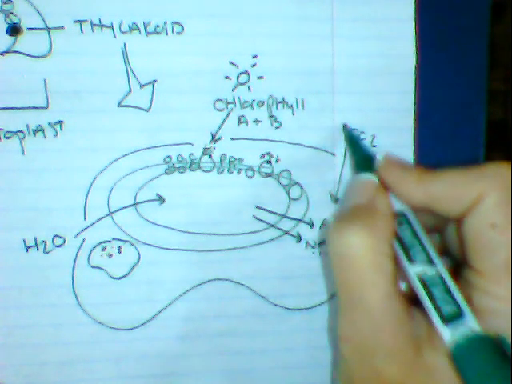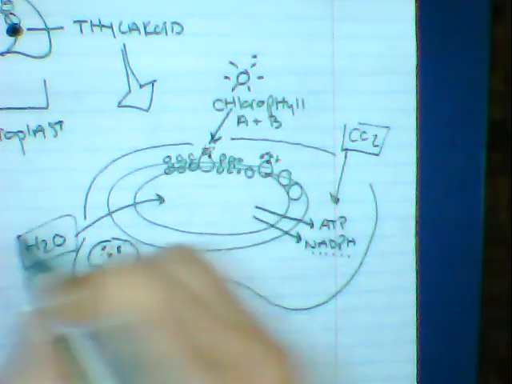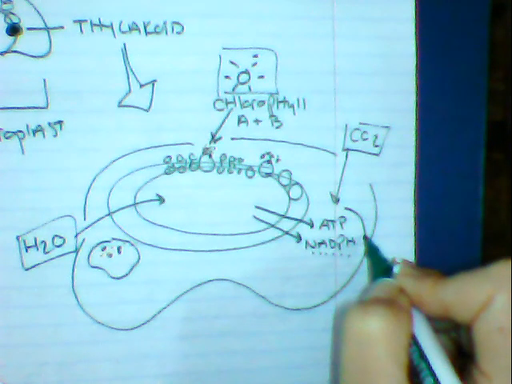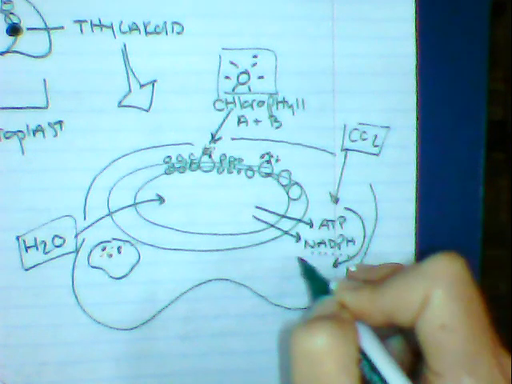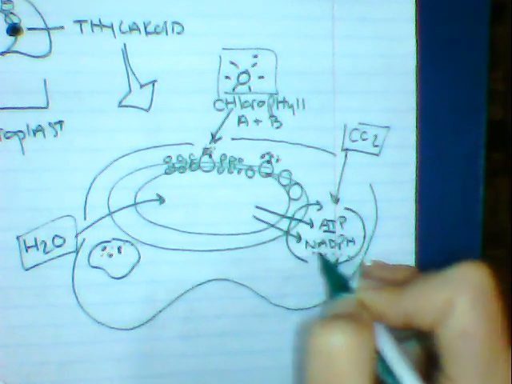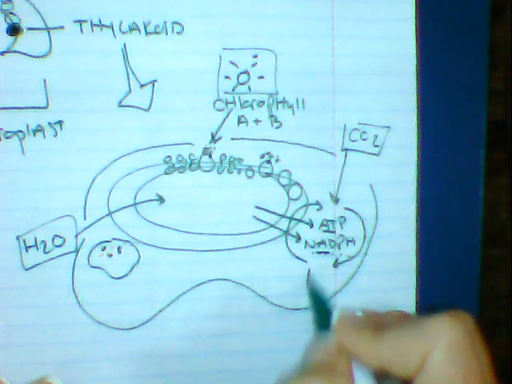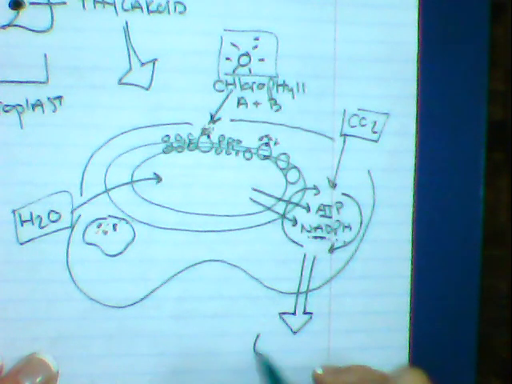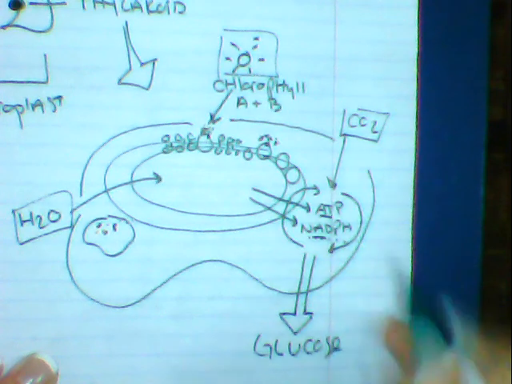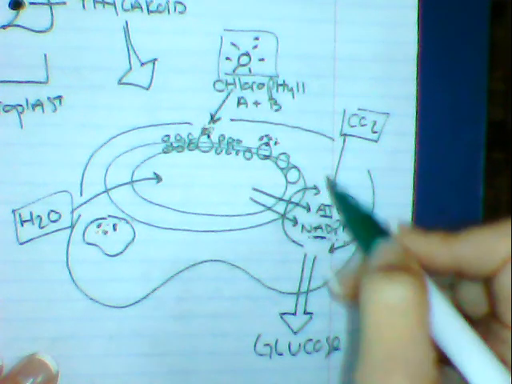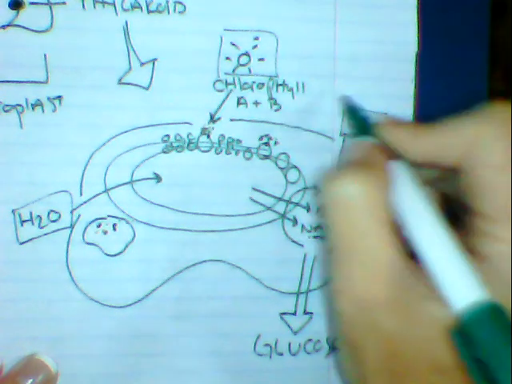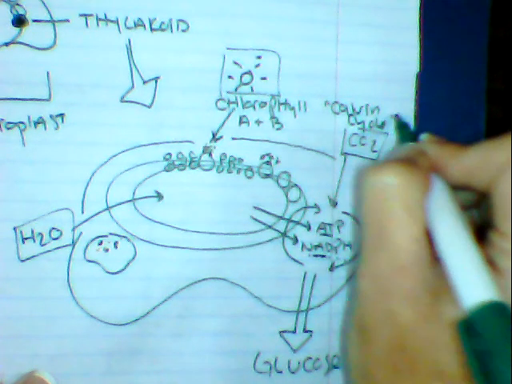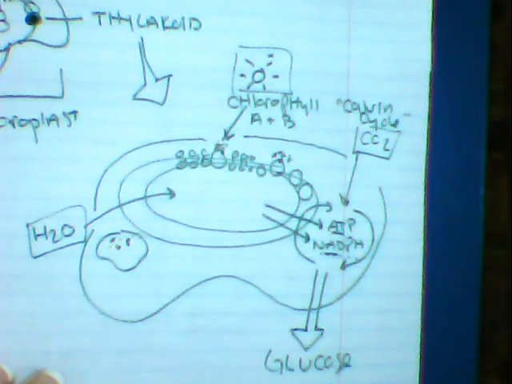Now, CO2 comes from the outside, so does water. Obviously, the sun's from the outside. And the CO2 is going to rip apart the ATP and the NADPH, and it will actually produce out of it this large molecule that's known as glucose. This process of the CO2 and the ATP and NADPH is what's known as the Calvin cycle. And we'll get into that a little bit more specifically next time.